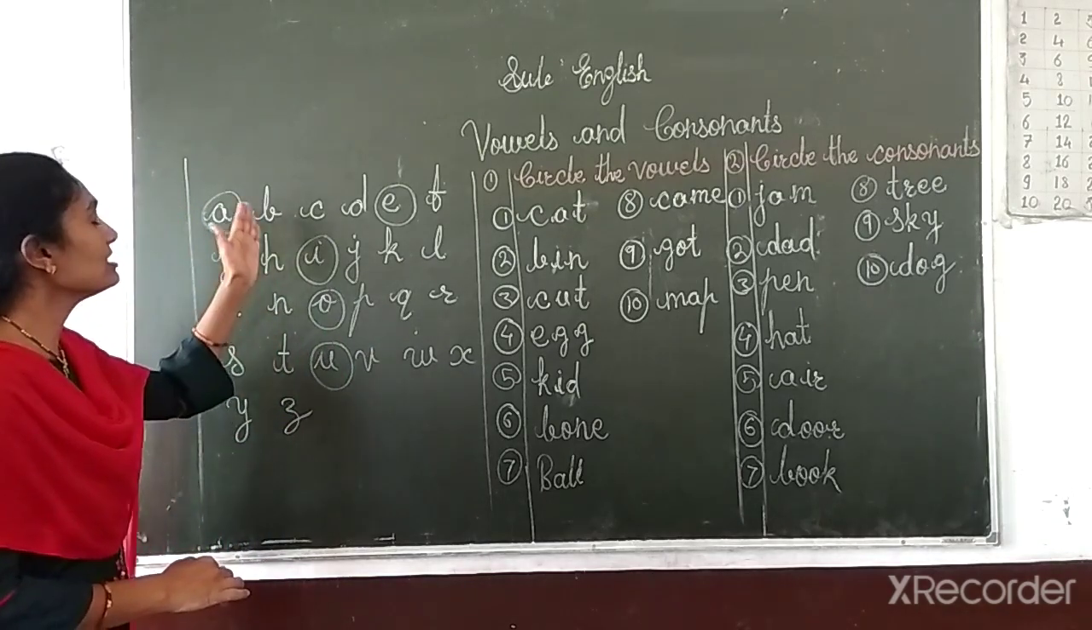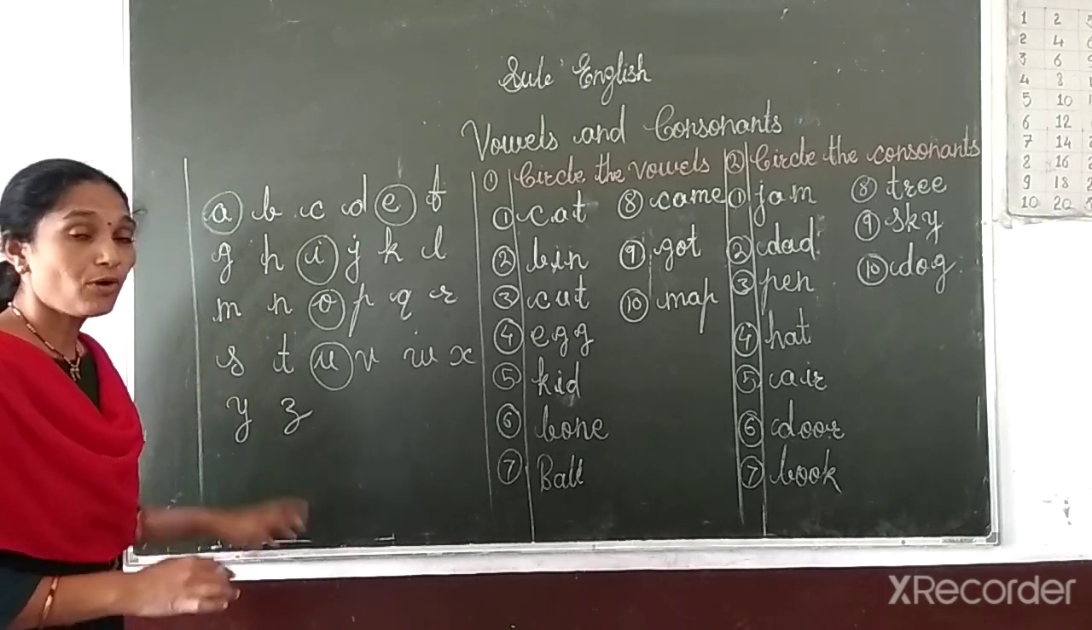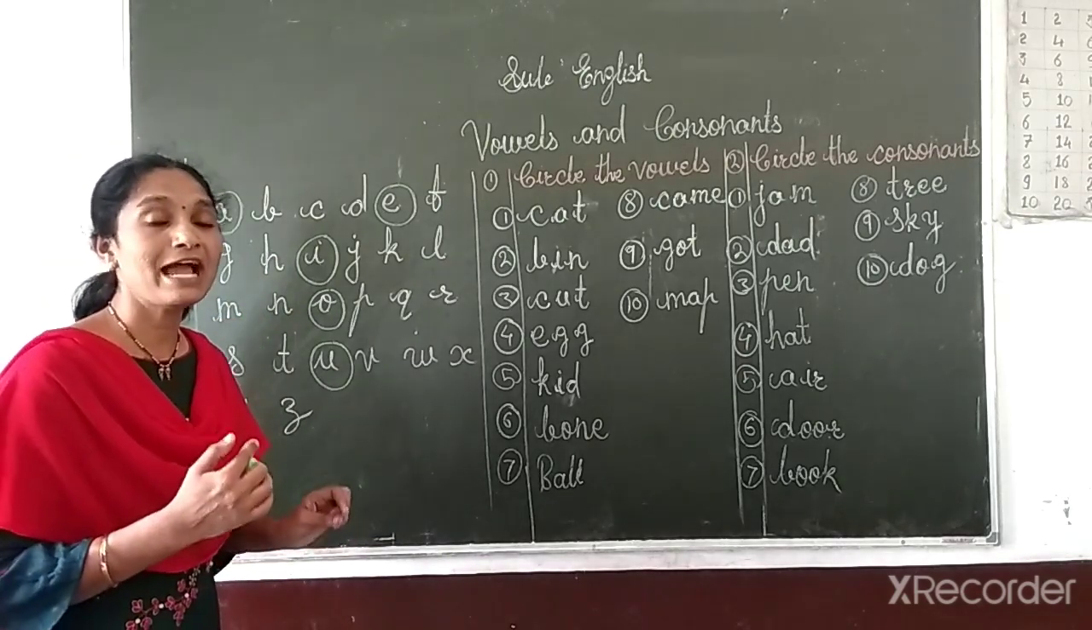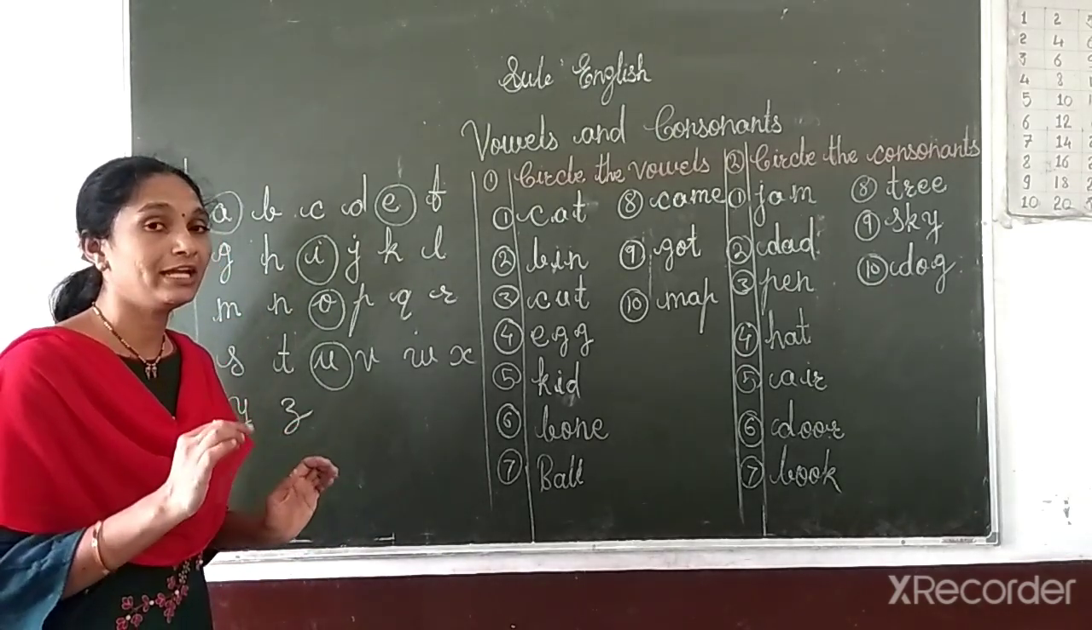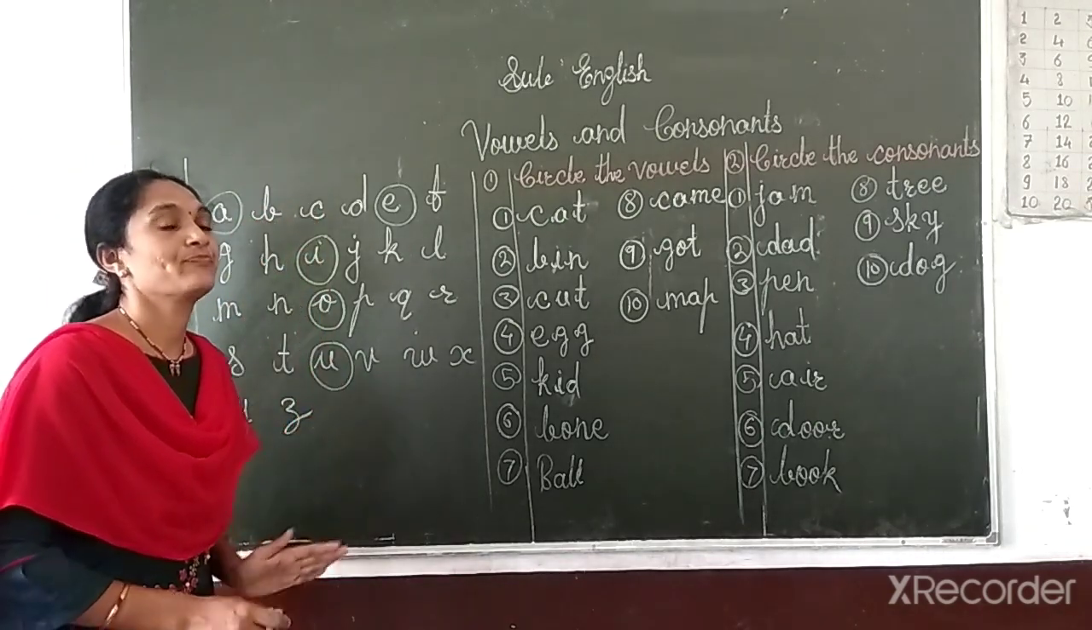But when we pronounce B, C, D, F, what happens? Our tongue, lips and teeth block, they close. That's why these are known as consonant sounds.